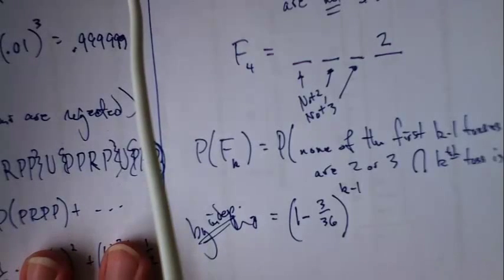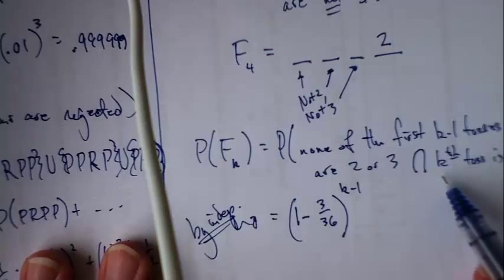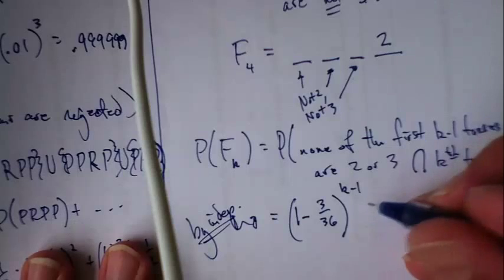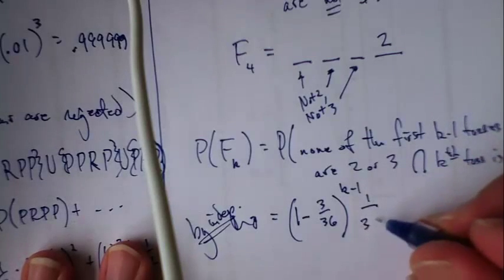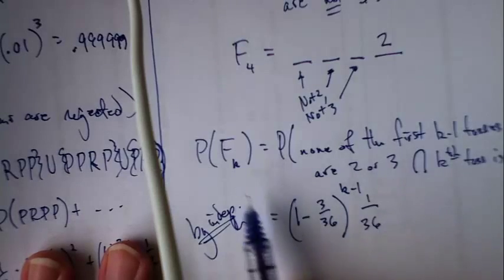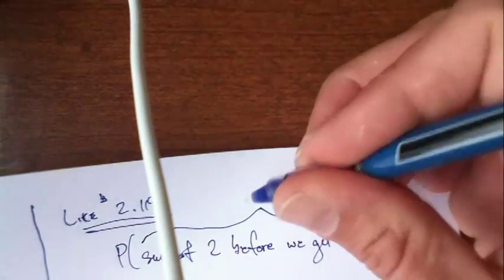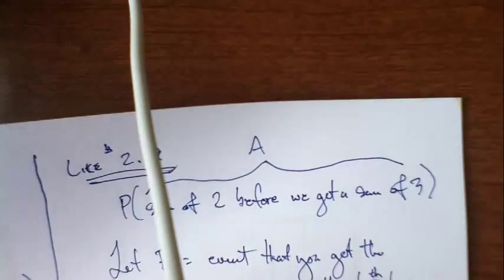And the kth toss is a 2. What's the chance that the kth toss is a 2? Well, there's one way to get a 2 out of the 36 ways. All right, so this would be the probability of F sub k. But what I'm really after, let me call this event A: the event that you get a sum of 2 before you witness a sum of 3.